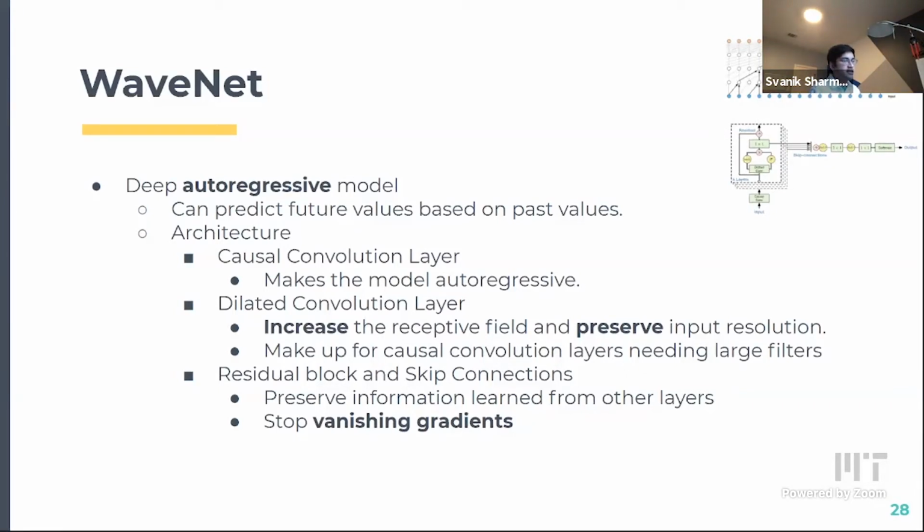The final layers that really matter for this model are the residual blocks and skip connections. They preserve information learned from other layers and pass it on to the layers up top. So that means that layers can learn from features that were extracted previously. They also stop the problem of vanishing gradients, which is basically when a neuron's activation is so low that the model basically stops learning altogether.